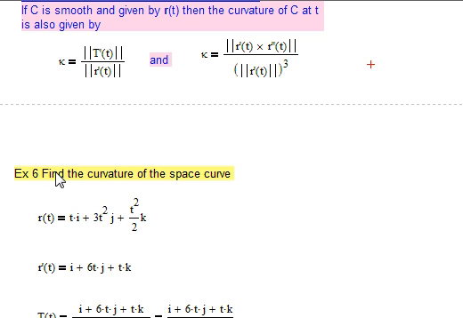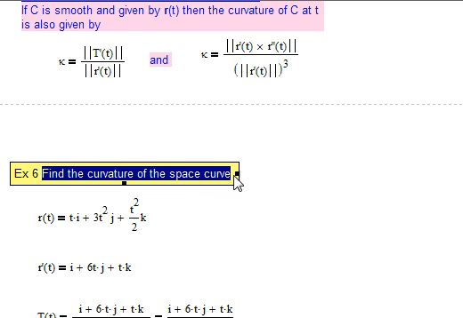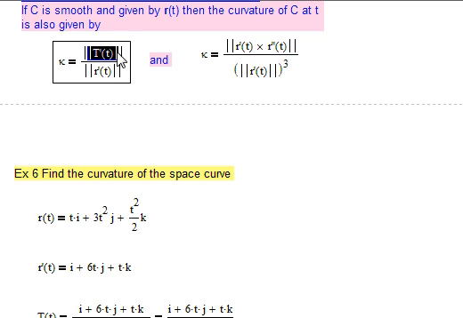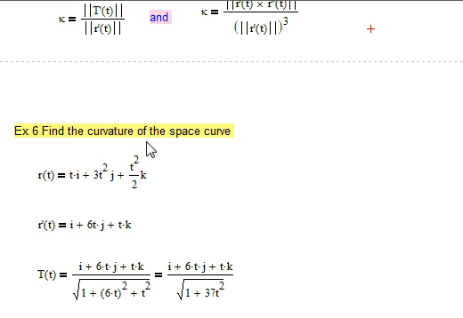So the question is now, do we have a function? Remember these things, this is a length, so that is a function, this is a function, we can divide. So here's what we want to do. We want to find the curvature of this space curve, t i plus 3t squared j plus t squared over 2 k.